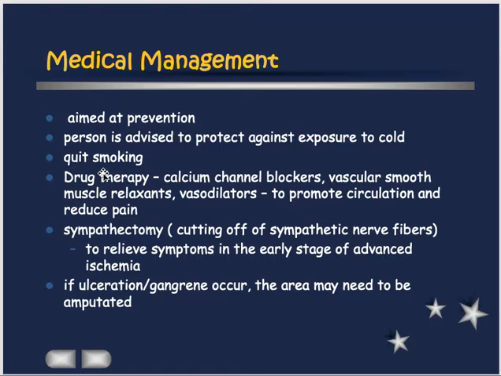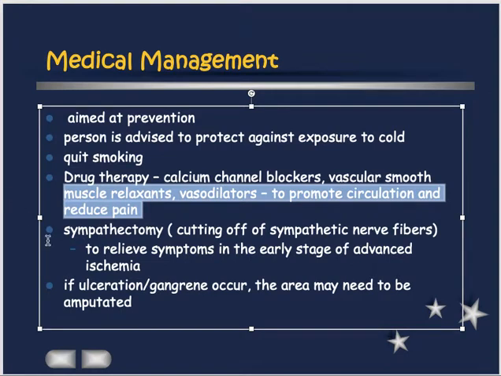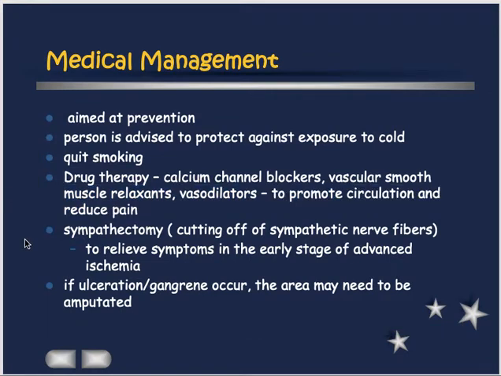Medical management is aimed at prevention. So we ask them to avoid anything which brings this on, like sudden temperature changes, avoid cold, quit smoking. We can prescribe calcium channel blockers, smooth muscle relaxants, vasodilators, and the ultimate treatment, in patients who are refractory to these things, is sympathectomy, where the sympathetic nerve supply is cut off. That is the one which causes constriction, if you know.